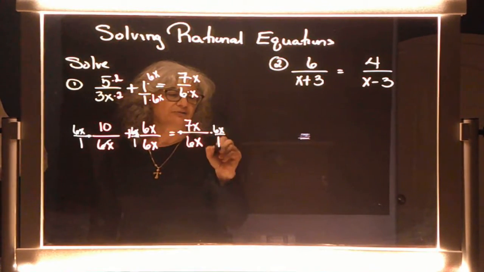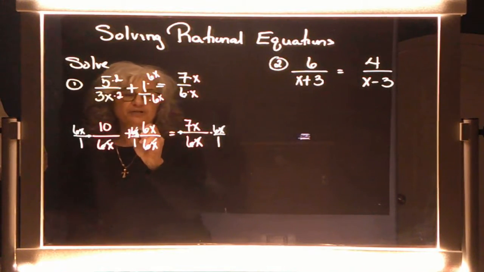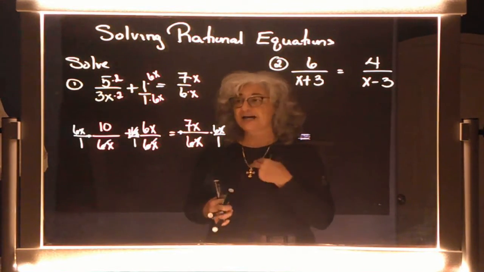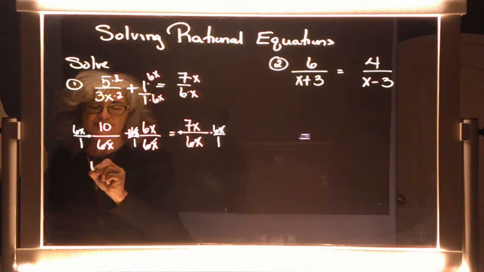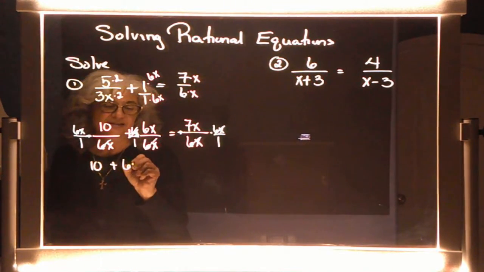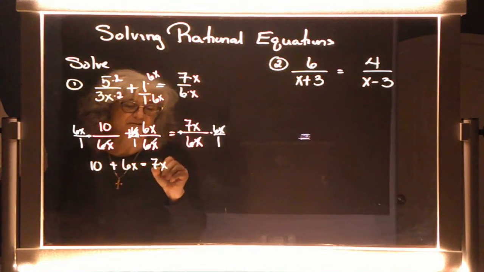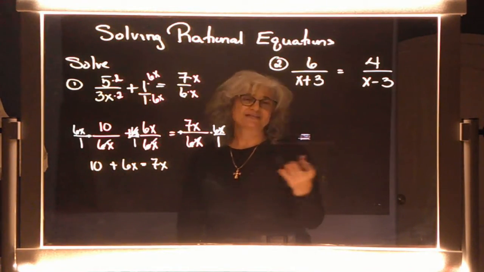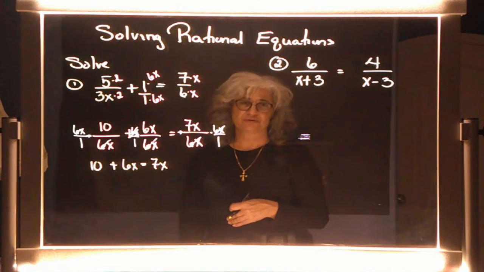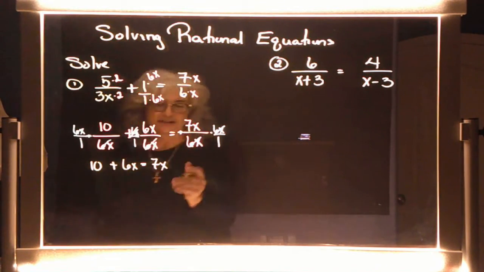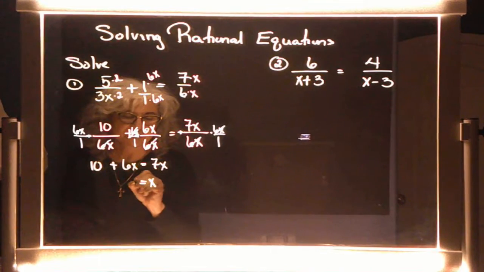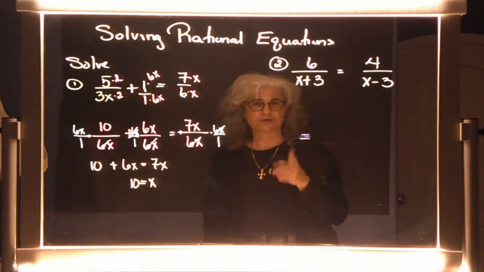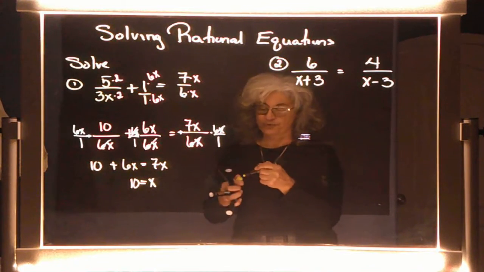And when I do that, each of these denominators will cancel out, won't they? Which means I am going to be left with the equation 10 plus 6x equals 7x. Do you agree? Awesome, so do I. And now I've got something extremely simple to solve. So move the 6x to the other side, I end up with x equaling 10, don't I? Awesome. Cool?